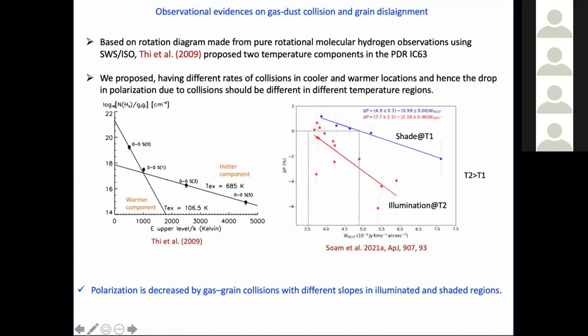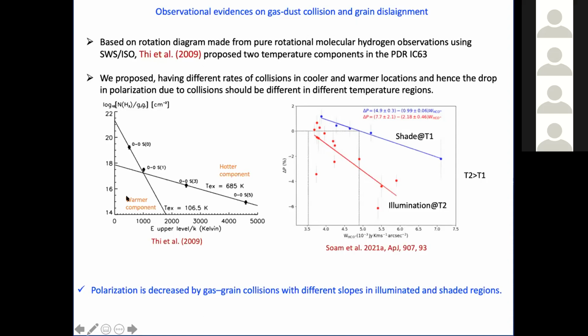But before going to the right-hand side plot, I just want to introduce this left-hand side plot, where Thi et al. in 2009 studied the same IC63 nebula using pure rotation molecular hydrogen observations from SWS on ISO. Using the rotation diagram information, they gave a hypothesis of the presence of two temperature components in this nebula, a hotter component and a warmer component.